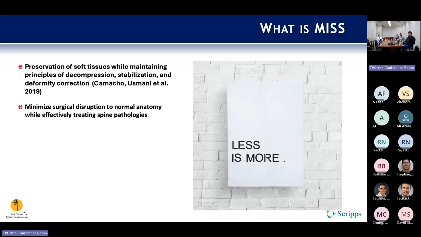So, what is minimally invasive spine surgery? It's a preservation of soft tissue while maintaining principles of decompression, stabilization, and deformity correction. That summed it up pretty well. And it also minimizes surgical disruption to normal anatomy while effectively treating spine pathology.